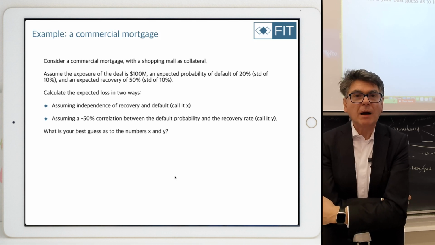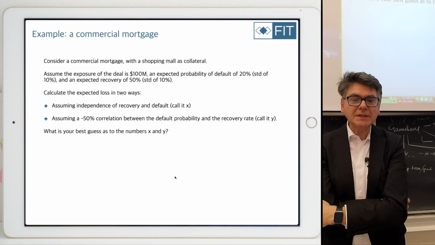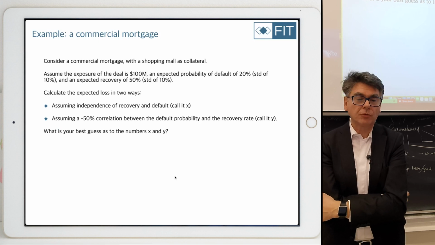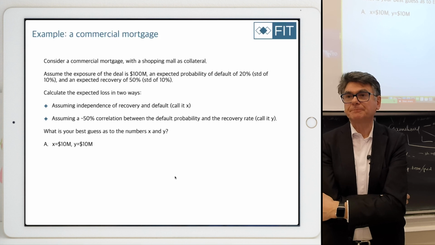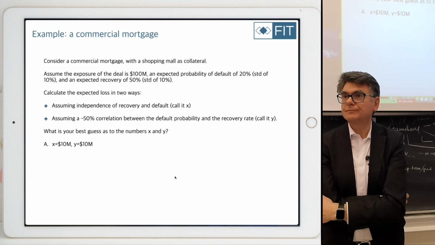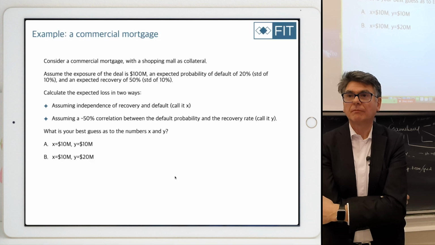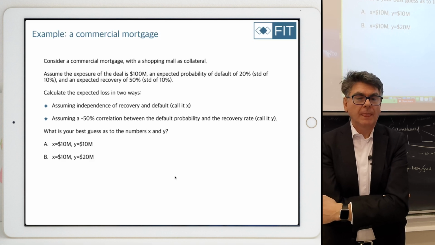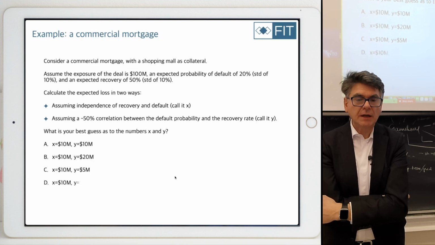So I want to ask you first for your guess, and then I want to ask you to actually do it. What is your best guess as to the numbers X and Y? I want to give you 4 choices. The first choice is that one is 10, one is 10. Second is one is 10, one is 20. The other one is 10 and 5. And the other one is 10 and 10.5.